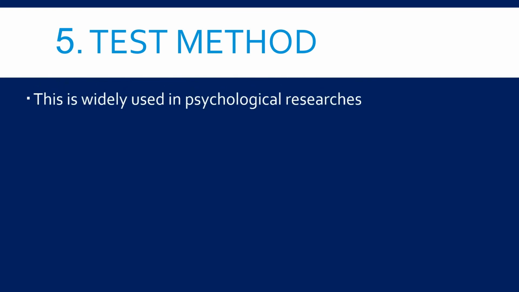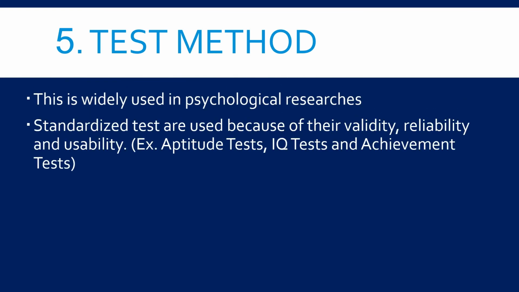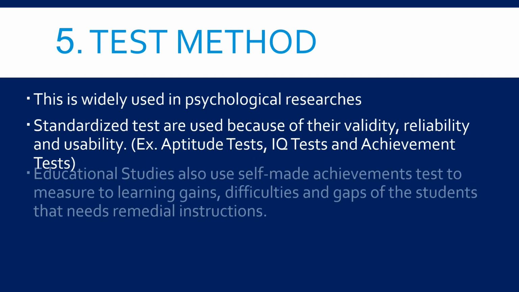The fifth method to gather data is the test method. This is widely used in psychological research. They are using standardized tests because of their validity, reliability, and usability. Examples of tests may include aptitude test, IQ test, and achievement test.